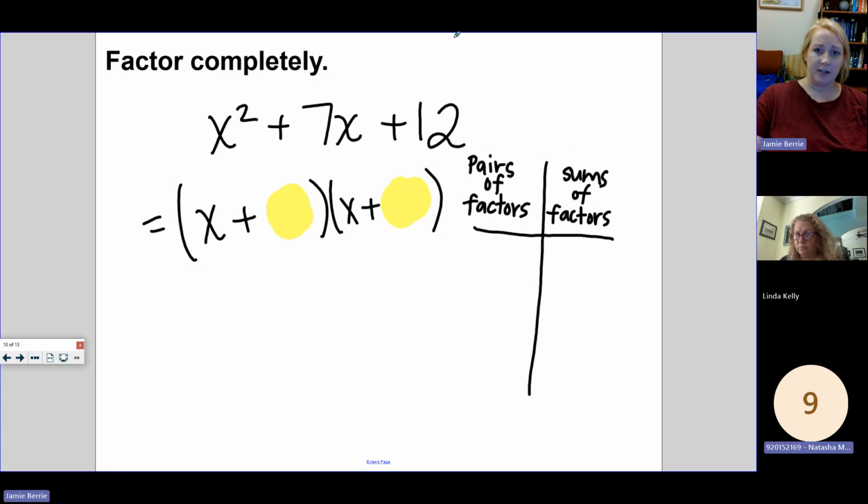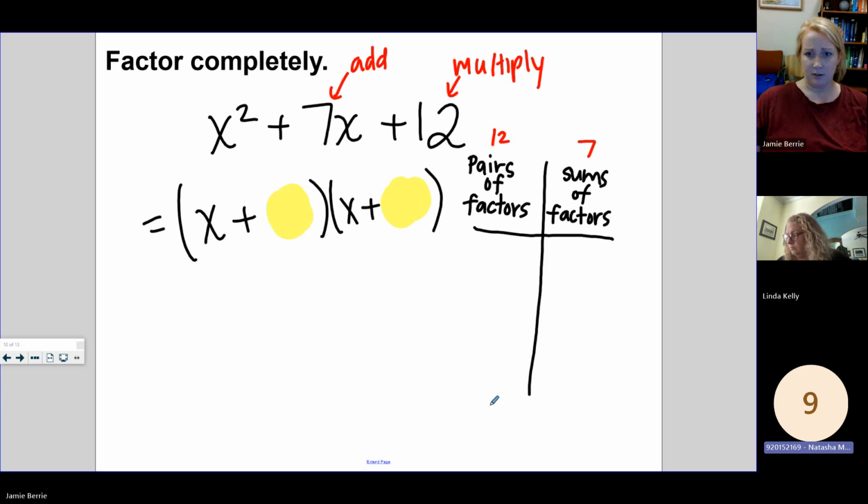The way that we factor is the numbers have to multiply to give you this last term, and they need to add to give you the middle term. So we're looking for numbers that multiply to 12, but add to 7. So what are some numbers that multiply to give you 12? 6 and 2. 1 and 12. 4 and 3. Yeah. So now we're going to add those up.